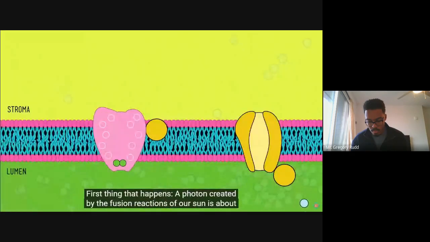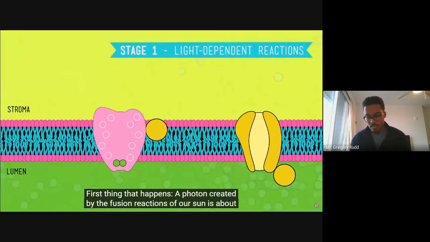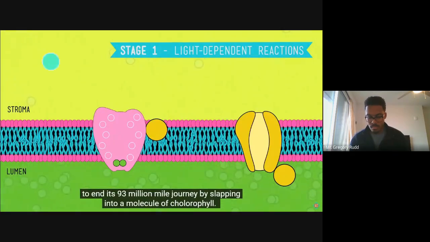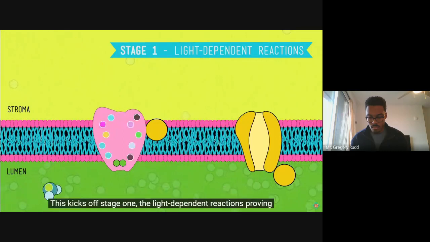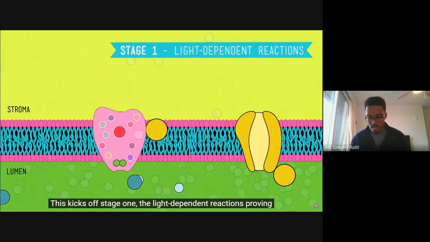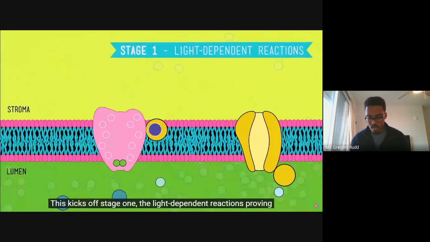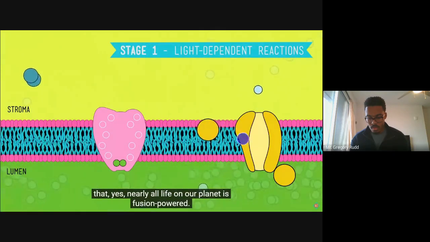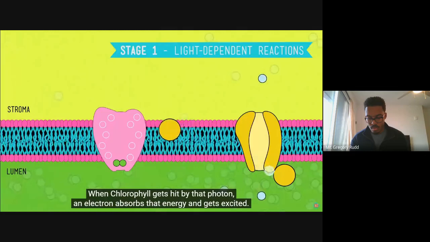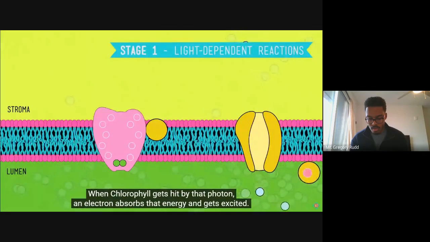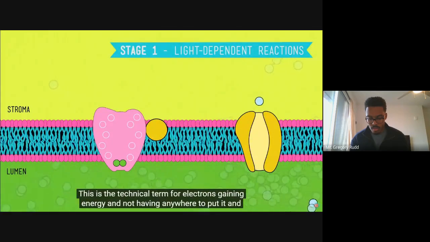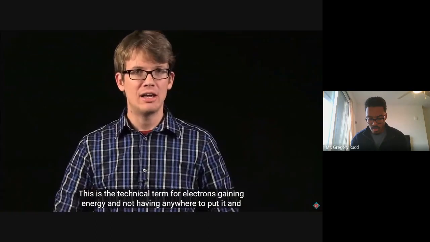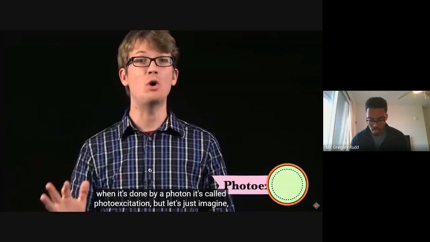chemistry. First thing that happens, a photon created by the fusion reactions of our sun is about to end its 93 million mile journey by slapping into a molecule of chlorophyll. This kicks off stage one, the light-dependent reactions, proving that yes, nearly all life on our planet is fusion powered. When chlorophyll gets hit by that photon, an electron absorbs that energy and gets excited. This is the technical term for electrons gaining energy and not having anywhere to put it, and when it's done by a photon, it's called photoexcitation.